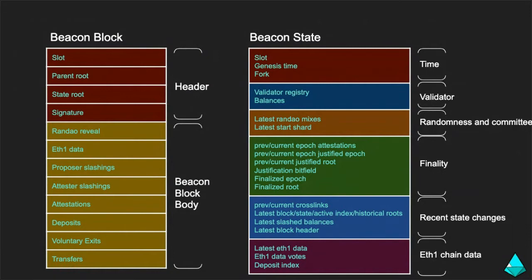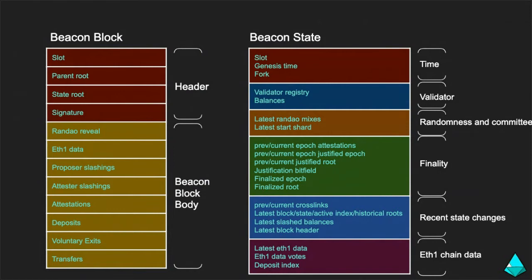If you look at the block, it's very similar to the ETH1 block. You have your slot number, you have your parent root, which links back to the parent, and then you have your post-state root, which is what happens to the state root after you process the block. You have the signatures to make sure the block is coming from the right proposer, and then you have a bunch of different fields in the body. I will get into what those fields are later.